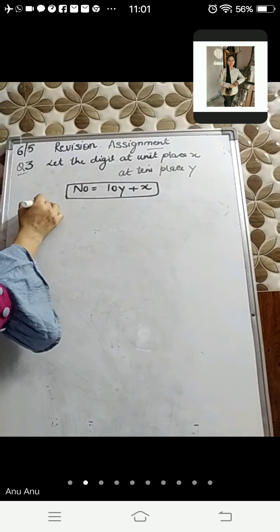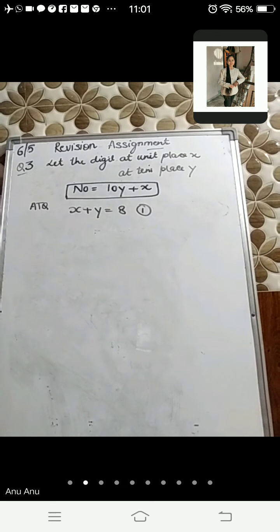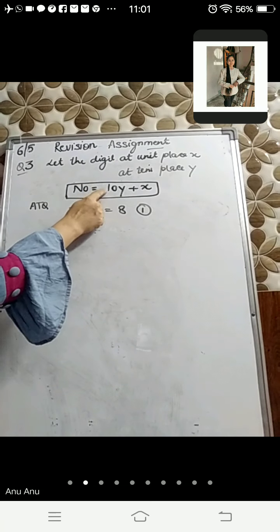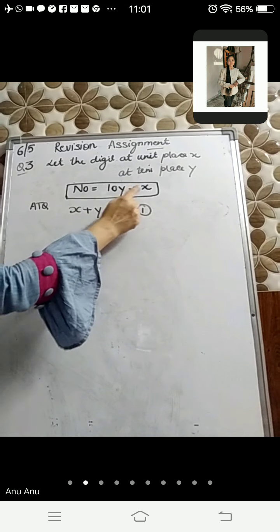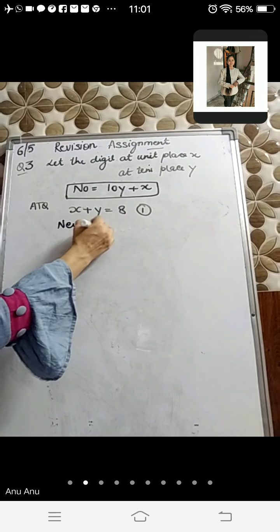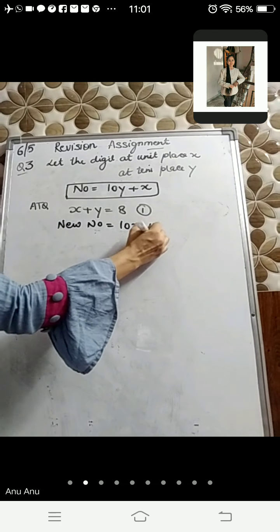Now the first condition given in the question is the sum of the digits of a 2-digit number is 8. The sum of both digits is 8. So this is your condition number 1. Now let's read the question and get the second equation. And the difference between the number, they are talking about this number, and the number formed by reversing the digits, yx in place of xy. So the new number will be formed. The new number will be 10x plus y. Now the question says the difference between the two is 18.